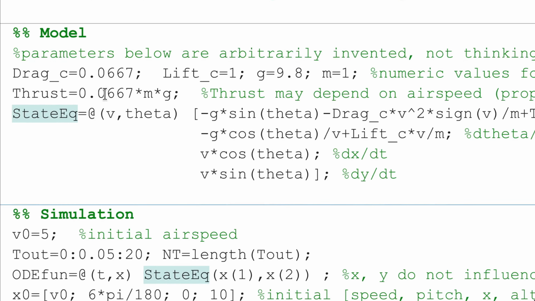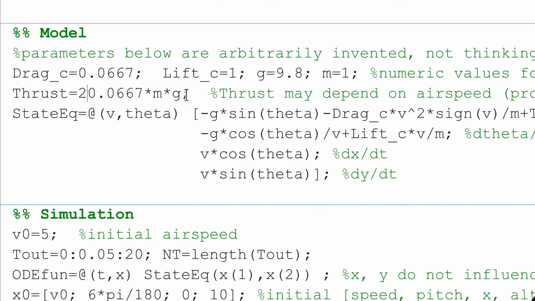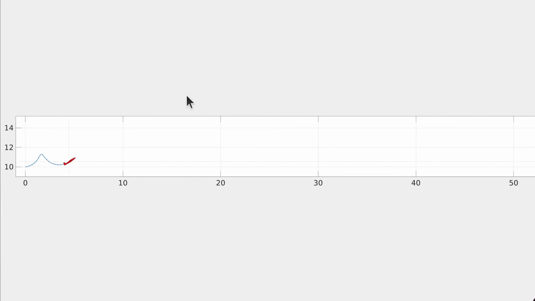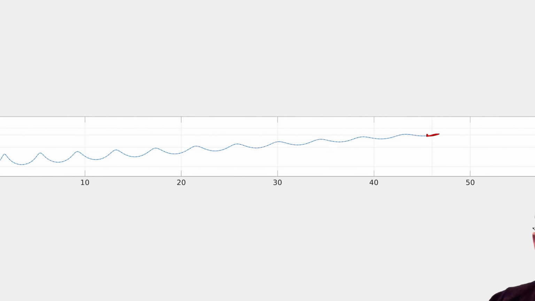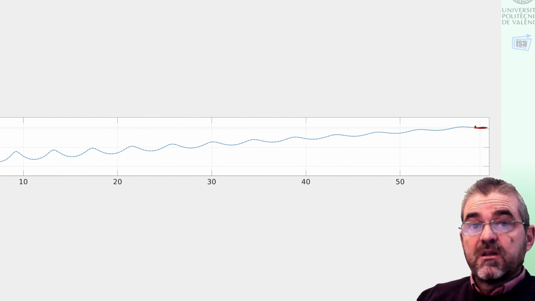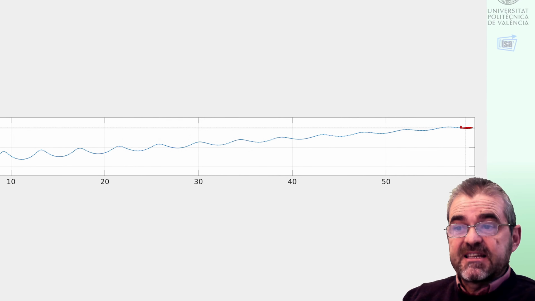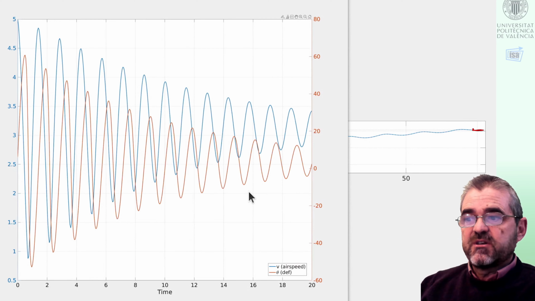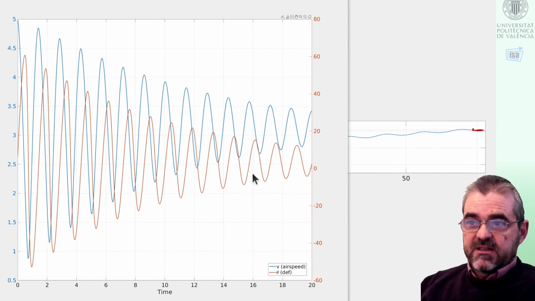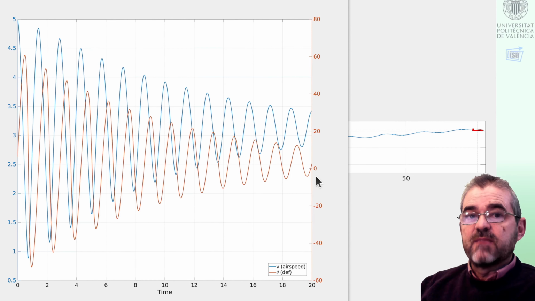If thrust is higher than this figure, let's say twice that value, then the final gliding angle is positive and the aircraft climbs at a steady climbing rate. But the phugoid mode is less damped. It takes longer to settle. In here we have simulated 20 time units and still didn't have the time to settle, but we can see that it's stable, so it will ultimately settle to a constant climbing angle.